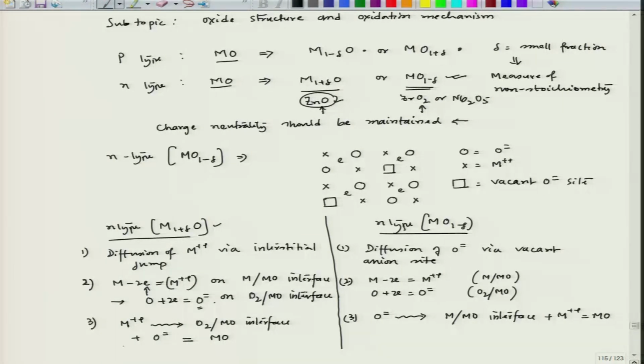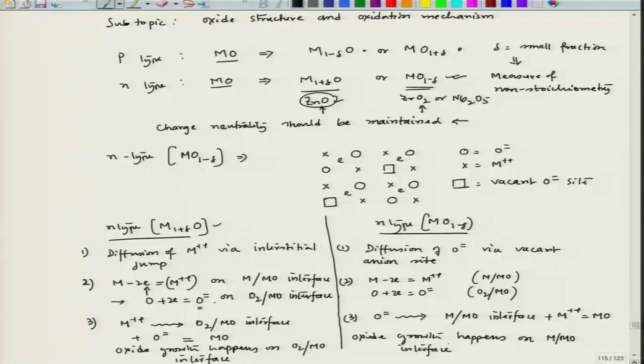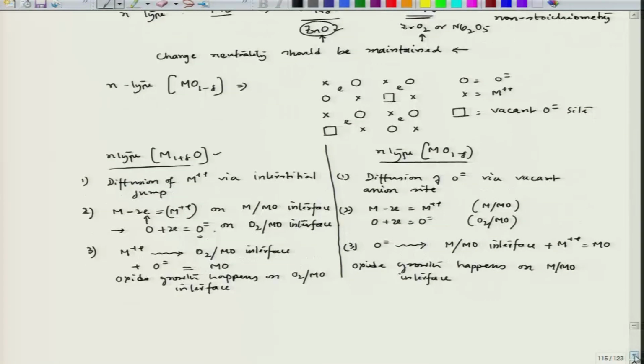So, now here the oxide growth happens on the oxygen–metal oxide interface, whereas here the oxide growth happens on the other interface. Fine. These are the two distinct scenarios we can arrive at.